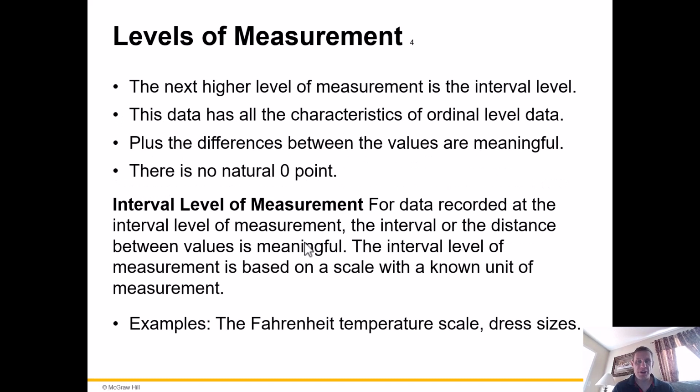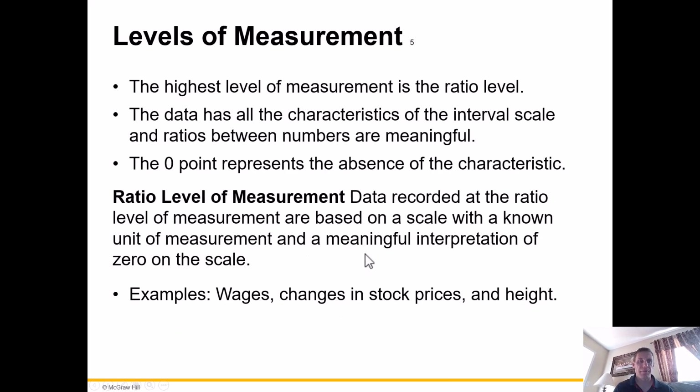Okay, the next higher level of measurement is the interval level. This data has all the characteristics of ordinal level data, but the difference between the values now becomes meaningful. But there's no natural 0 point. For data recorded at the interval level, the interval distance between values is meaningful, as we said. The interval level of measurement is based on a scale with a known unit of measurement. Examples could be the Fahrenheit temperature scale or dress sizes that we discussed earlier. If it's 10 degrees Fahrenheit or it's gone up to 15 or 20 or 50, 70, whatever it may be, these all represent meaningful differences. But there is also no natural 0 point in that sense.